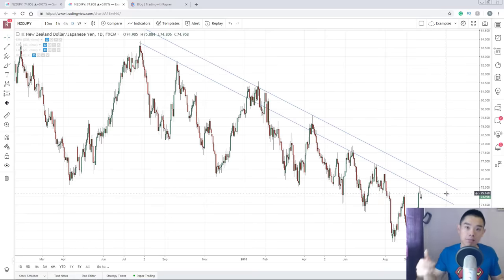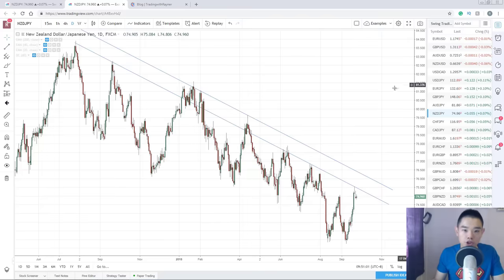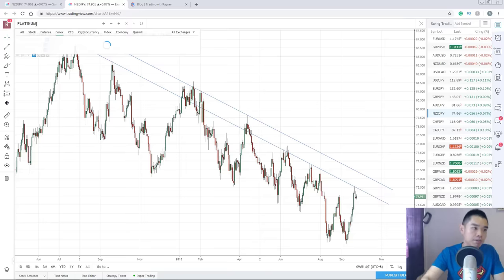Using the three-step technique: number one, zoom out. Number two, draw the most obvious levels. And number three, adjust to get the most number of touches. So let's do one more example before we move on, shall we? Let me just search for platinum. I think there's something that we can draw here.